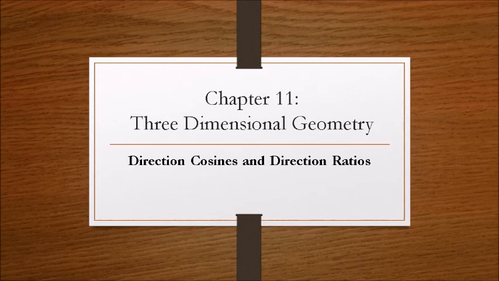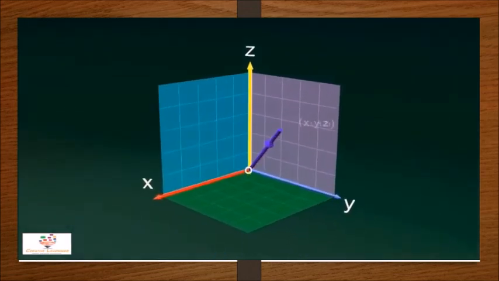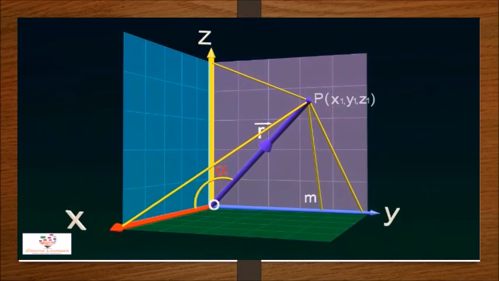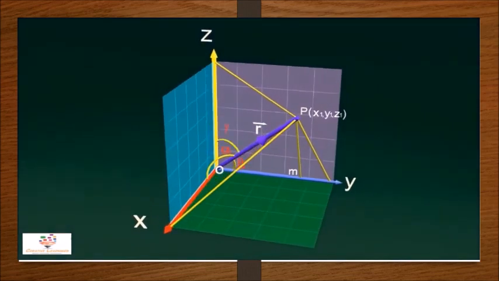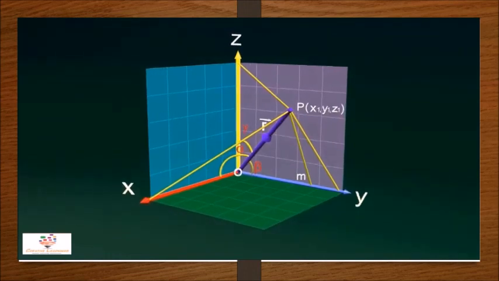First, let us consider a three-dimensional structure having x-axis, y-axis and z-axis, which are mutually perpendicular to one another. In a three-dimensional coordinate system, consider a position vector OP of point P, denoted by r. This vector makes an angle alpha with the positive direction of the x-axis, an angle beta with the positive direction of the y-axis, and an angle gamma with the positive direction of the z-axis. Angles made by the vector with the positive directions of the x, y, and z-axis are called direction angles of the vector.